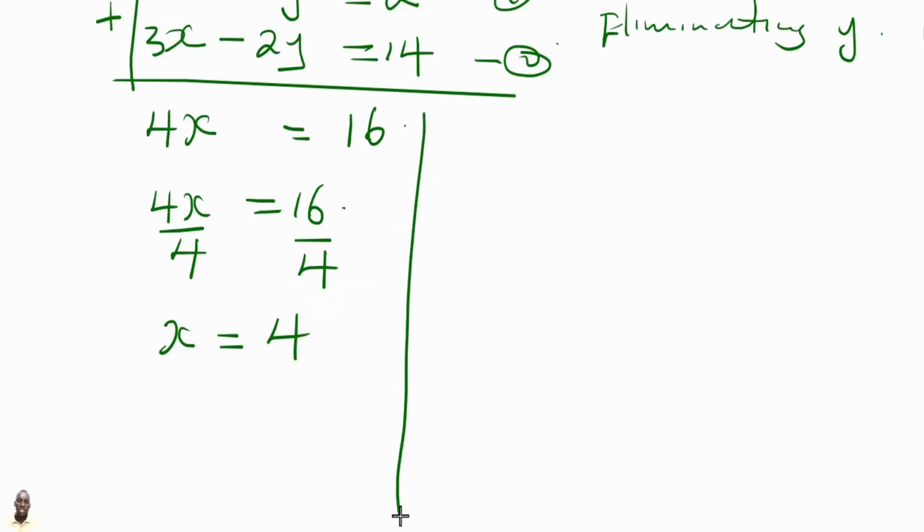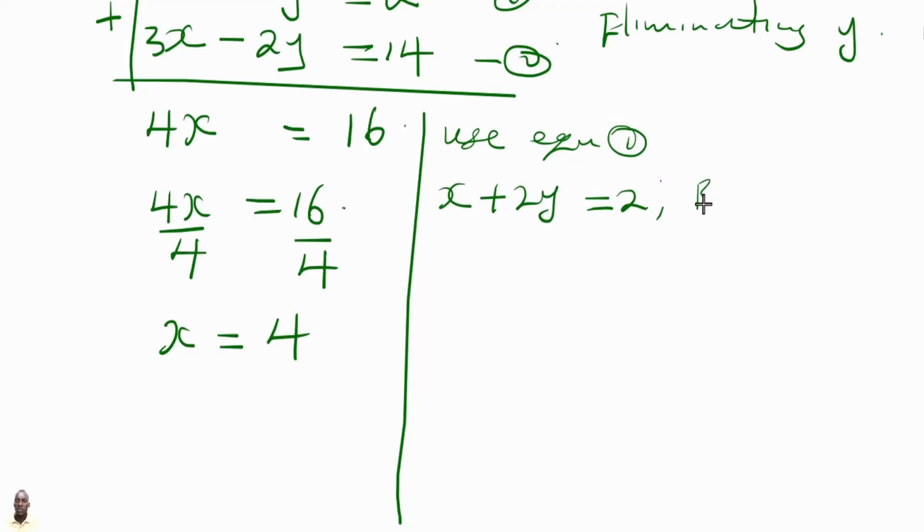So having got the value of x, we can now use equation 1 to get the value of y. So we are saying that x plus 2y is equal to 2, but we have got our x value as being 4. So we are going to simply substitute. This implies that x is now 4, plus 2y equals 2.